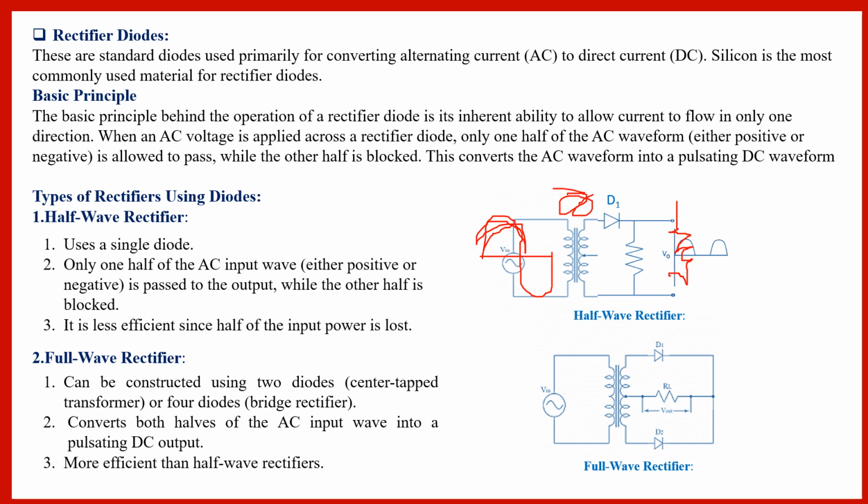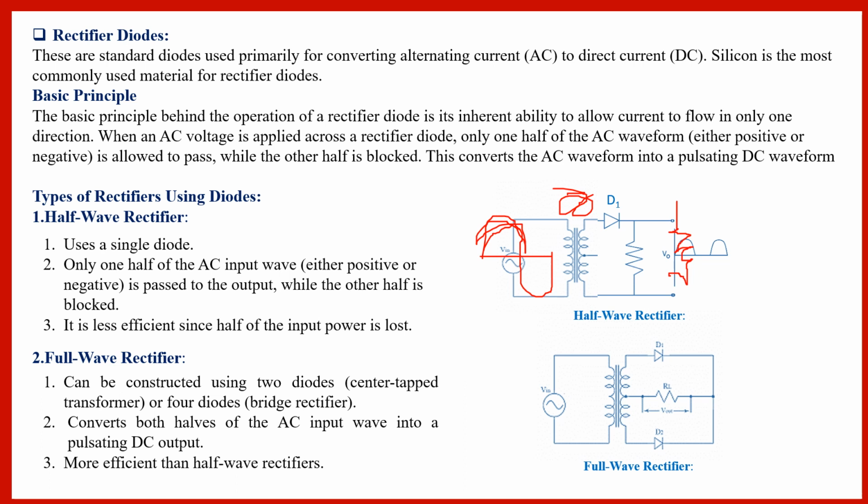So as a result, when we see the output across the load, we only get half of the input wave, because our diode, the one being shown here, which is only one diode, conducts only in one direction when it is forward biased. So during the negative half cycle, no current will be there, no conduction will be there, as a result of which we won't get anything for the negative half of the cycle.